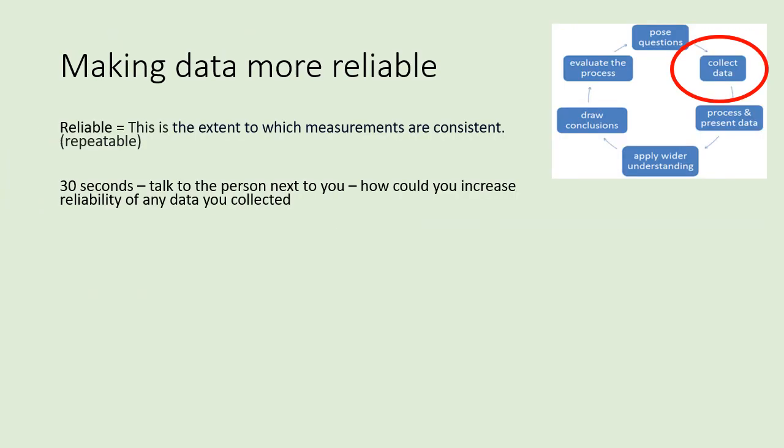What about making the data more reliable? This is basically about making your measurements more repeatable, more consistent, basically making them better. Okay, give yourself 30 seconds. How could you increase the reliability of any data we collected, whether it be at Barton or at Bicester? So stop the video, have a think, and we'll go through it in a second.